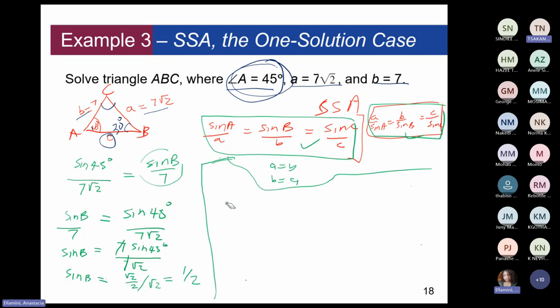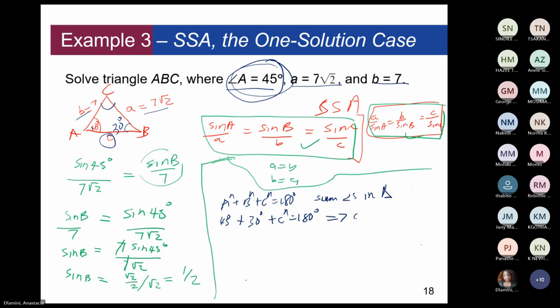Okay, let's write it nicely. So we know angle A plus angle B plus angle C is equal to 180 degrees. Why? Sum of the angles in a triangle. Thank you. Now we know A is 45 degrees plus B is 30 degrees plus C, we don't know, equals 180 degrees. This implies that C is equal to 180 degrees minus 30 degrees minus 45 degrees. What is the answer? C will be 105. Thank you. So now that we have found B, we have found C.